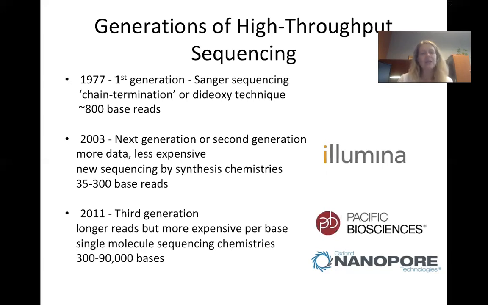The third generation of sequencing, which is yet another completely different set of chemistries, came along around 2011. This is set apart, I would say, by being single molecule sequencing. They require no amplification, and they produce significantly longer reads, but have gone back to being more expensive per base. But in this case, much longer reads, so up to 90,000 bases in a single read. So that's a really different type of application that you can use with these types of long reads.